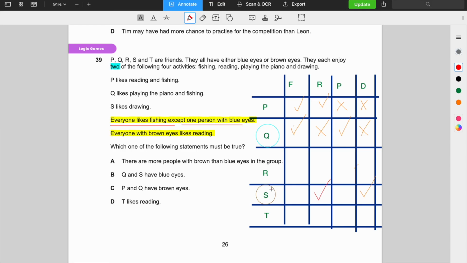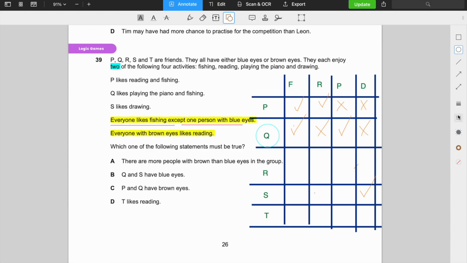That wouldn't work. So S can't have brown eyes, because if S had brown eyes, then S would like reading, and we also know already that S likes drawing. So these are the two activities fulfilled, and that just means that we would have someone with brown eyes who does not like fishing, but that would contradict this rule that everyone likes fishing except one person with blue eyes. So it's not possible for S to have brown eyes, so therefore S must have blue eyes. Does that make sense? So S must have blue eyes.